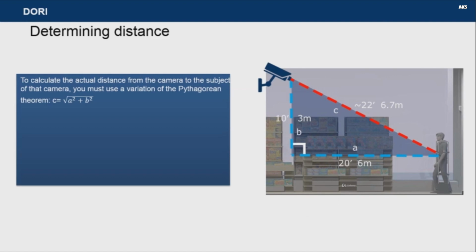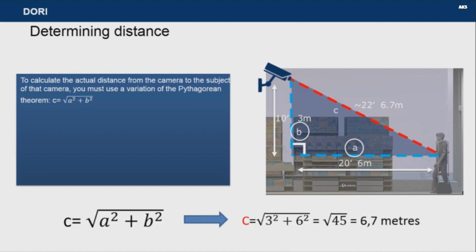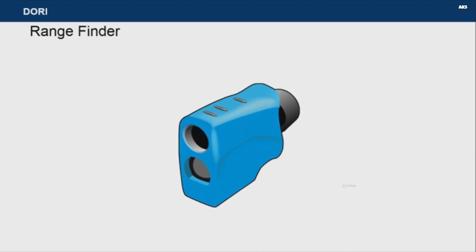It is better to do that using the Pythagorean theorem. For example, if the distance from a ceiling mount camera is 6 meters, A, and the height of the camera is 3 meters, B, this gives us the result of 6.7 meters, which is the correct distance from the camera to the subject. A more practical method of determining the distance is to use a laser rangefinder. Rangefinders are small, inexpensive, and can eliminate error when calculating or estimating distance.